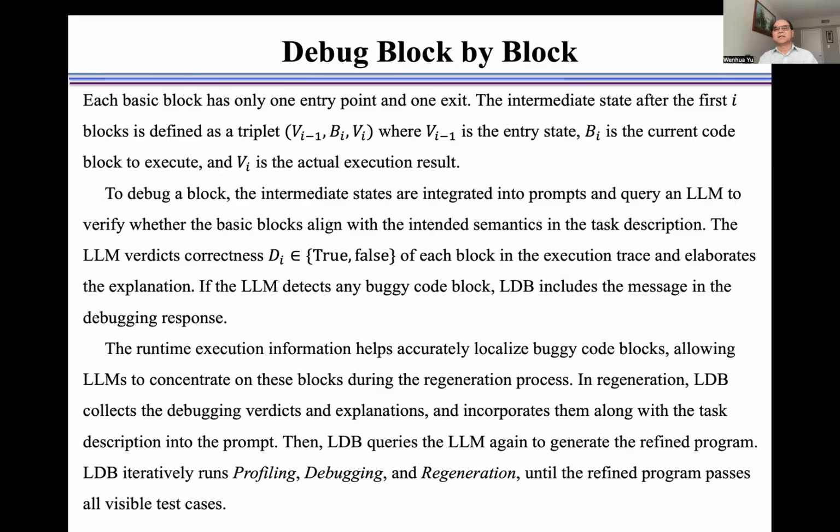The intermediate state after the first i blocks is defined as a triplet, where V i-1 is the entry state, B i is the current code block to execute, and V i is the actual execution result. To debug the block, the intermediate states are integrated into prompts and used to query the large language model to verify whether the basic blocks align with the intended semantics in the task description.